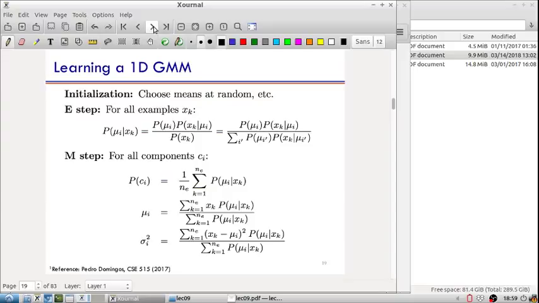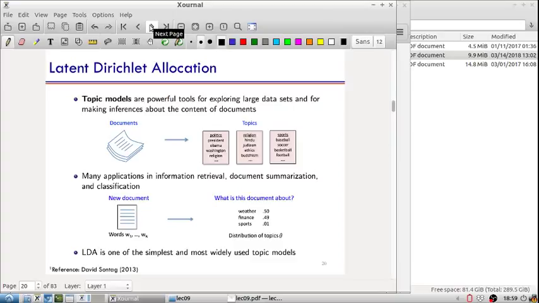But for those who have not seen, I want to describe EM on a simpler example with numbers, so you can actually understand what's going on here. It's just formulas for one-dimensional Gaussian, which you can derive, but let's not do it in real time. Okay, so that was HMMs and GMMs.